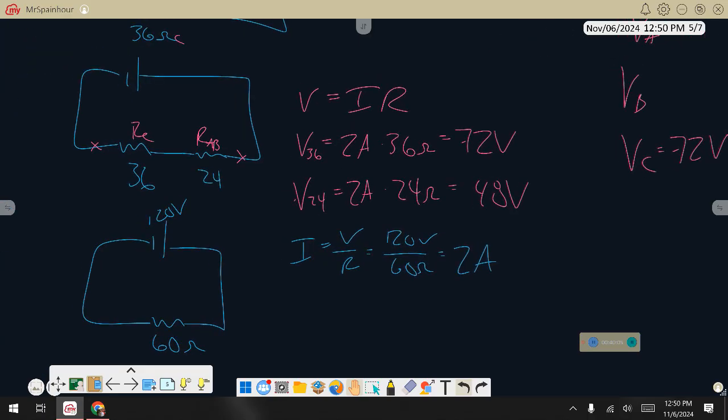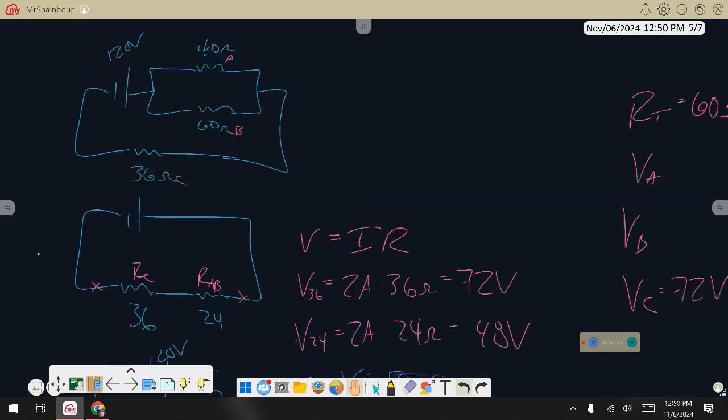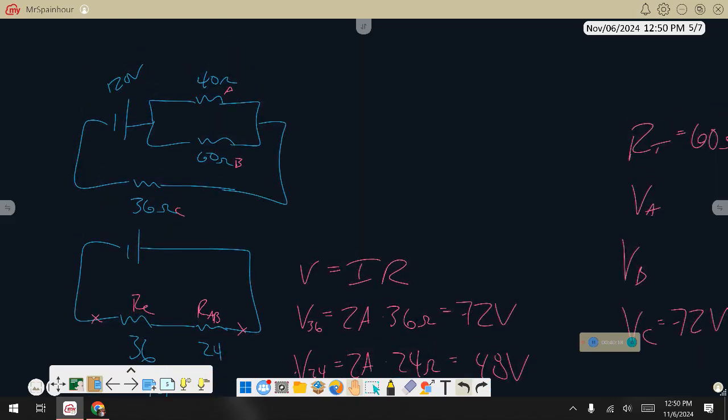Once you're here and you know the current and voltage for both of these: current in both is 2, voltage here is 72, voltage there is 48. Once I know everything, I take a step back again. I don't need to worry about that because I already have the numbers over on the side. But now I look at this and ask, okay, so here the voltage was 48, and current was 2 amps.